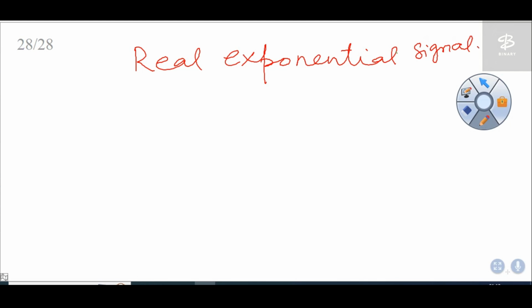So how do you represent this? So this is x of t. x of t is equal to A e raised to the power alpha t. This is the mathematical representation of the continuous time real exponential signal, where both A and alpha are real values.